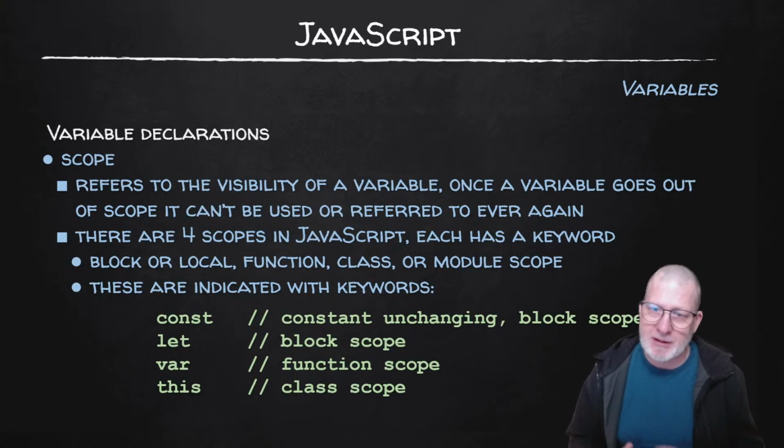There are 4 keywords that define the scope of a variable in JavaScript: const, let, var, and this. Now I'm going to come back to this because that's part of our object-oriented programming.